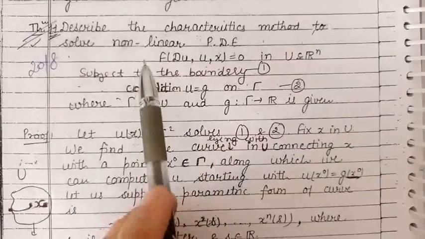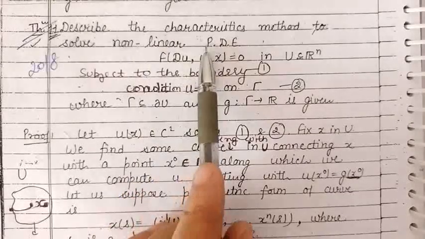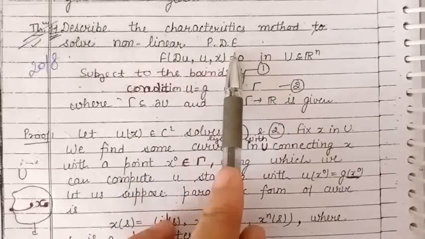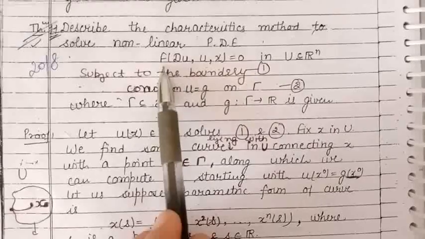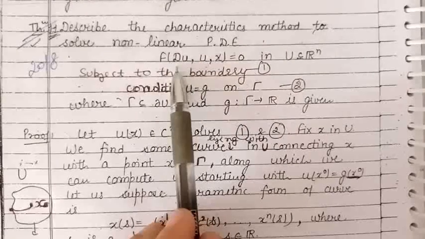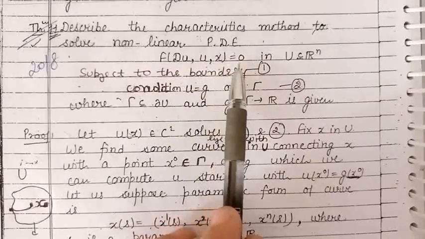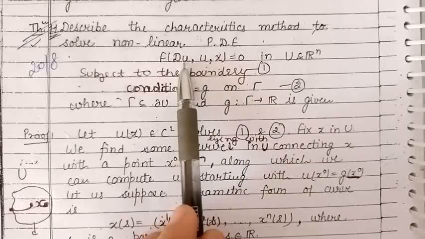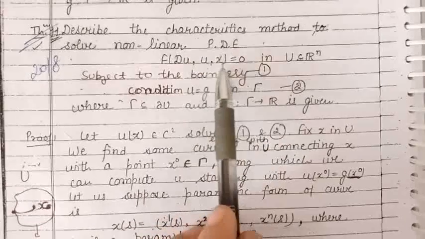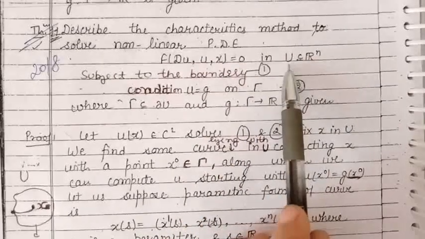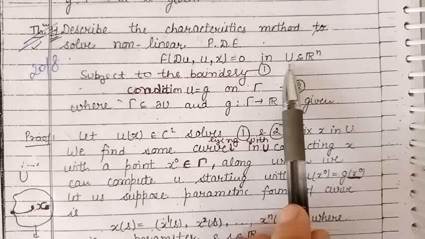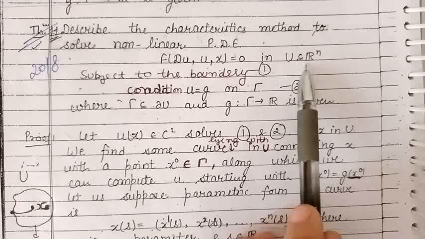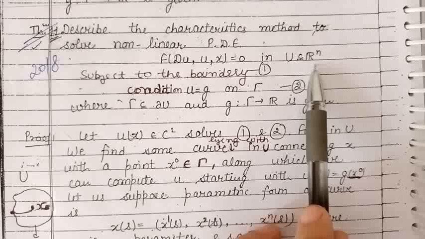We are given a nonlinear partial differential equation of first order, which is given by F of Du, u and x is equal to 0. Here Du denotes the gradient of function u. This x belongs to the set U, and U is a subset of n-dimensional real Euclidean space.